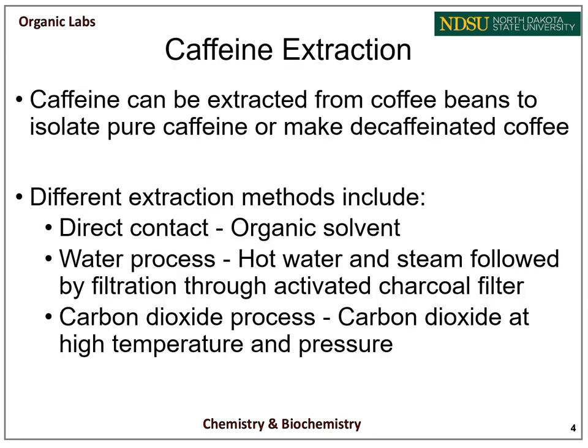Caffeine can be extracted from coffee beans to isolate pure caffeine or make decaffeinated coffee. Different extraction methods include direct contact, which uses an organic solvent, usually methylene chloride. Next is the water process, which uses hot water and steam, followed by filtration through an activated charcoal filter. And the final is the carbon dioxide process, which uses carbon dioxide at a high temperature and pressure.